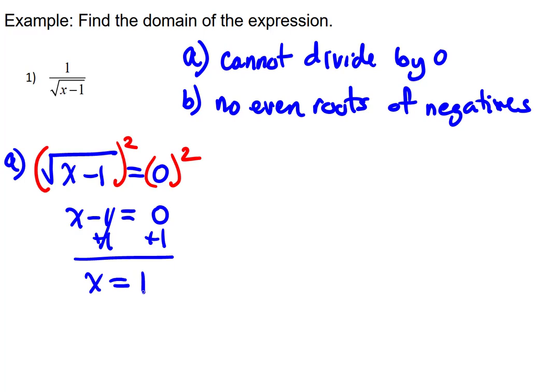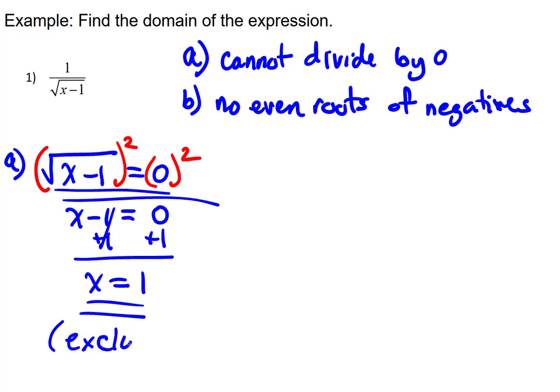Now, let's think about what this all means. When x equals 1, this original equation here is true, that the square root of x minus 1 equals 0, but we don't want that to happen because that would mean we're dividing by 0. So, what this all means is that we must exclude the case when x equals 1 because it causes the first problem, dividing by 0.